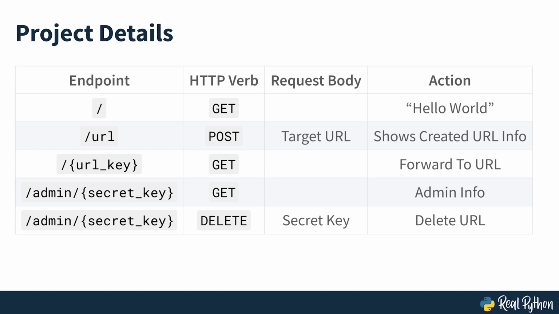Your URL shortener will provide API endpoints that are capable of receiving different HTTP request types. Each endpoint will perform an action that you'll specify. On screen, you can see a summary of the URL shortener's API endpoints.